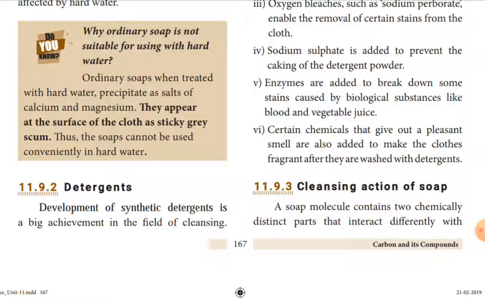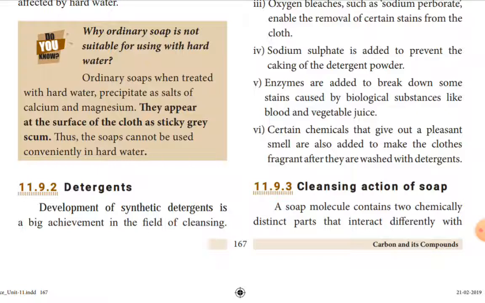Then enzymes are added to break down some stains. The stains because of blood, vegetable juice, vegetable material, or any strong dirt in the clothes can be easily removed by breaking down the molecules by the action of enzymes. So enzymes are added to break down these stains made up of biological substances.